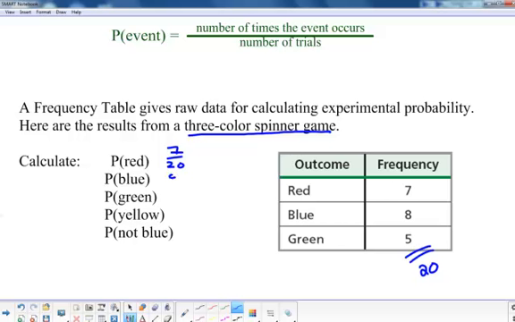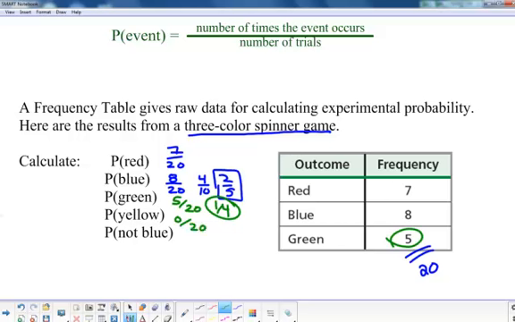Blue, we got 8 out of the 20 times, and you do need to reduce. Those are both even, so we can make that 4 out of 10. Those are both even, so we can make that 2 out of 5. And you can go straight to 2 out of 5 if you see that you can take a 4 out of those. Green, 5 times out of the total 20, so we can reduce that to 1/5th. There is not a yellow that even exists, so that would be 0 out of 20. And not blue means red or green. So that would be 12 out of 20, which reduces to 3/5.